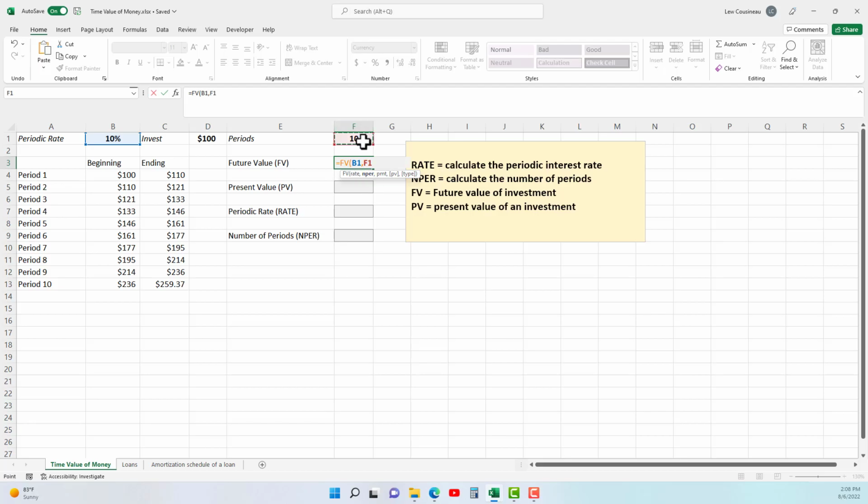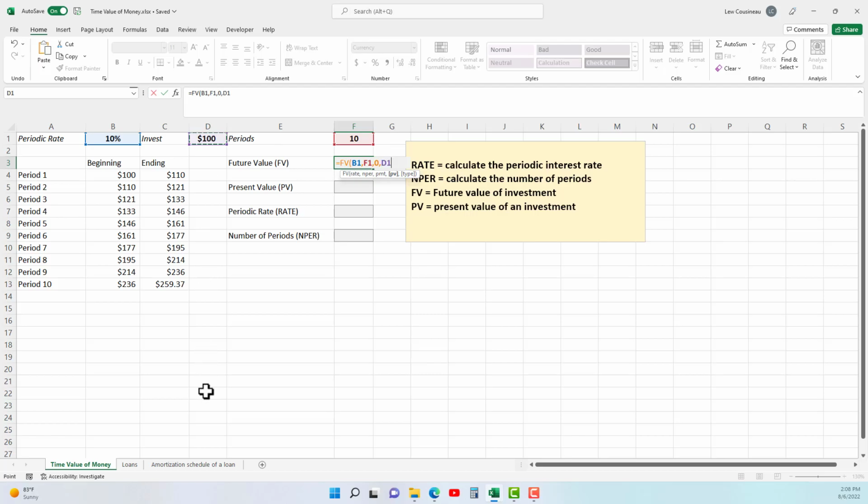In my example, we've got 10 periods. Are we making a payment? Like, are we continuing to do $100 every period? And in this example, the answer is no. We are not making a payment. And the present value: how much do I have today in the present? Well, that's the $100 that we're investing.